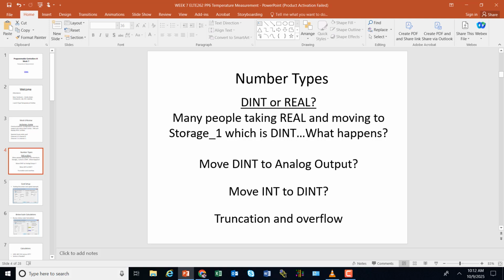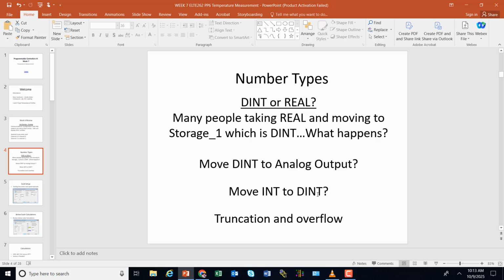Normally, just be sure your data types are matching and doing what you wanted them to. Sometimes it's okay to truncate if that's really what you want. If you want to move it into an analog output, well, if you do things like this, you get overflow where it doesn't like it. So just be careful that the analog output module is looking for real numbers, and be sure it's set up for real and that you're providing it.